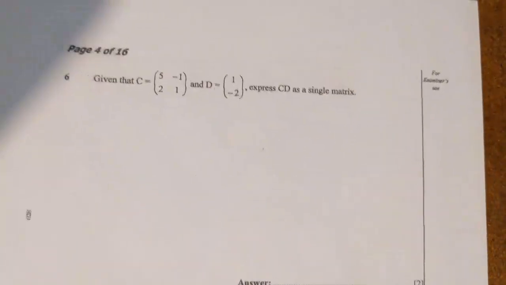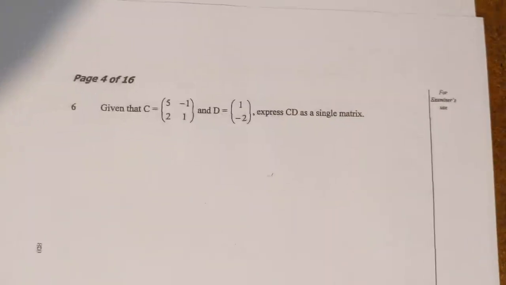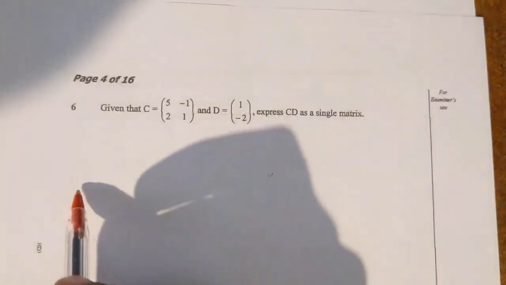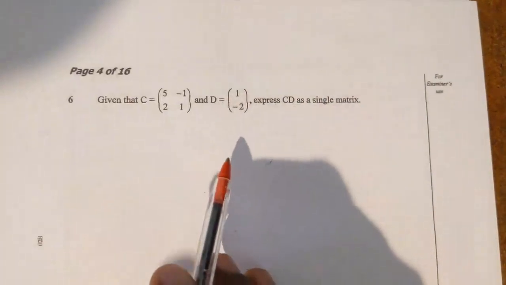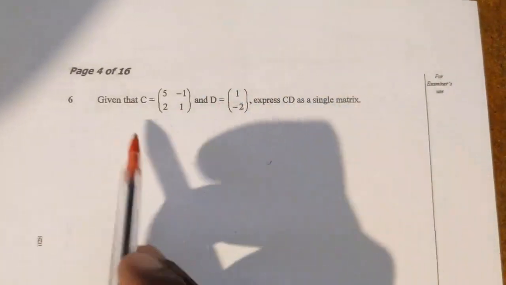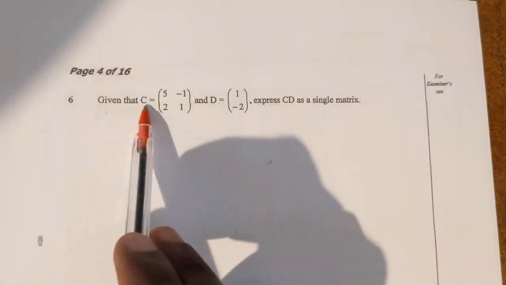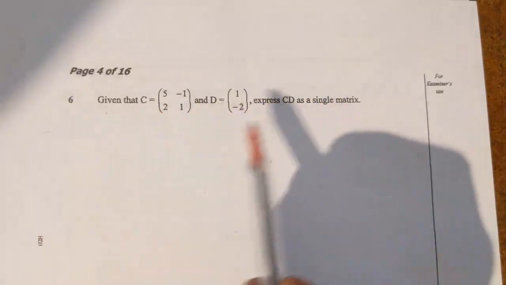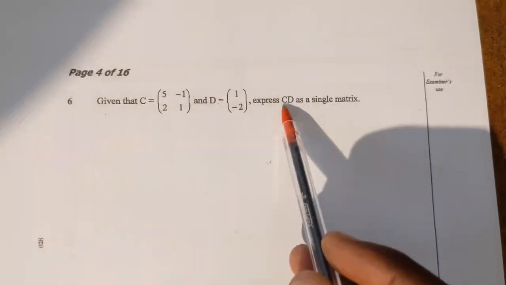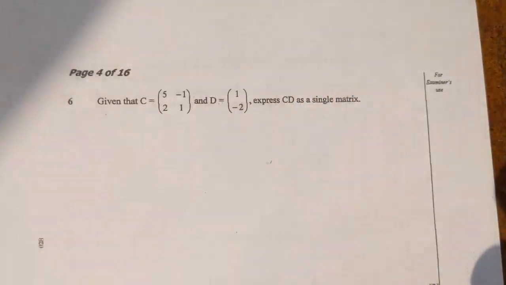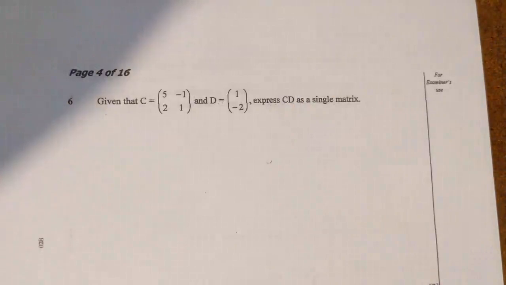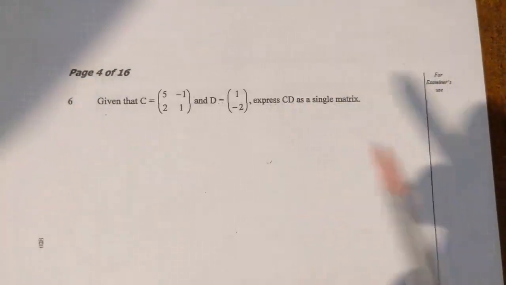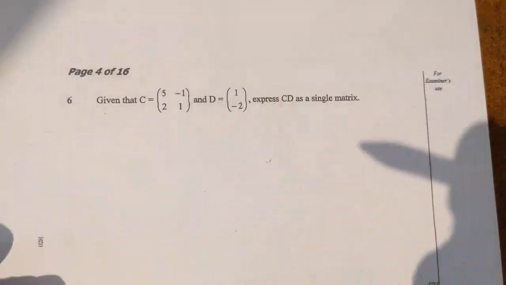So let's solve these questions. Let's solve question 6. This question 6 is under matrices. It's saying that given that C is this and D is that, express CD as a single fraction. They want you to multiply C times D. That is what they want here. So it's just a matter of understanding the concept. You multiply C by D.